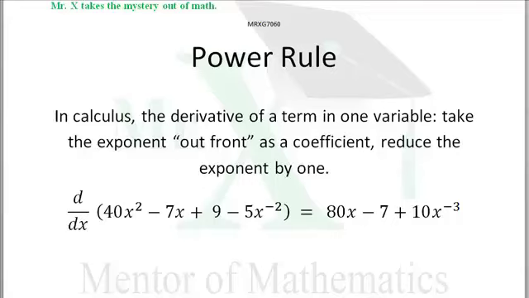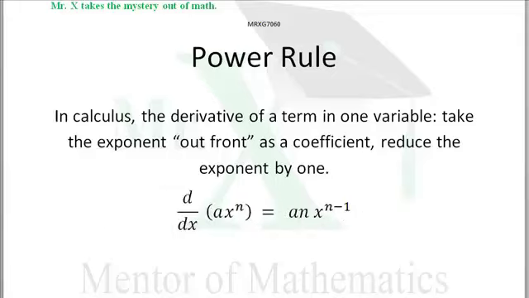Okay, here's one with a little extra wrinkle with a negative exponent. Follows the same rule. Let's see if you can find the rule. The derivative with respect to x of 40x squared minus 7x plus 9 minus 5x to the minus 2 is equal to 80x minus 7 plus 10x to the negative 3 power. Now, you got it? Piece of cake.